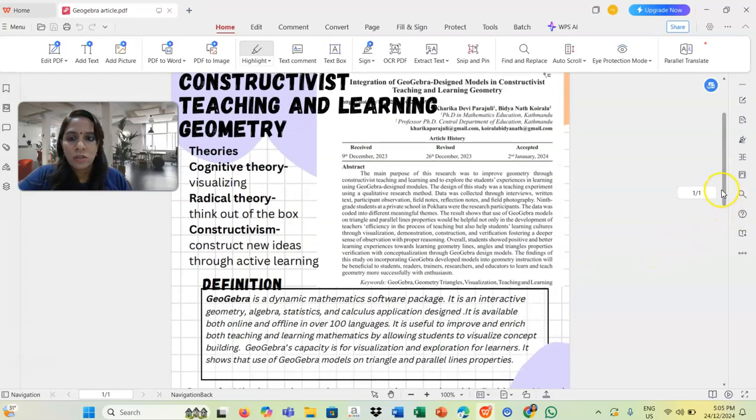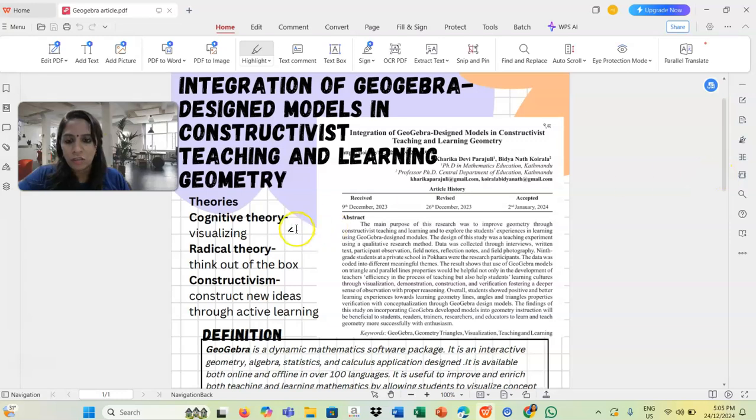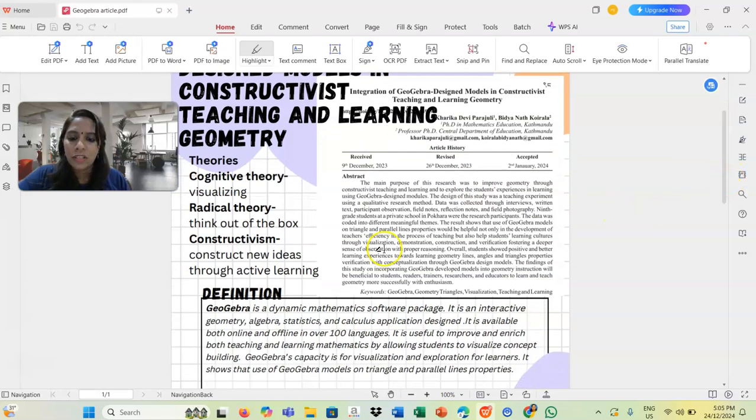So there are three theories involved in this article. Cognitive theory, where students can visualize by using GeoGebra. Radical theory, where students will think out of the box to find the solution of the problems. And then constructivism, where the students will construct new ideas through active learning and discussion in the group.